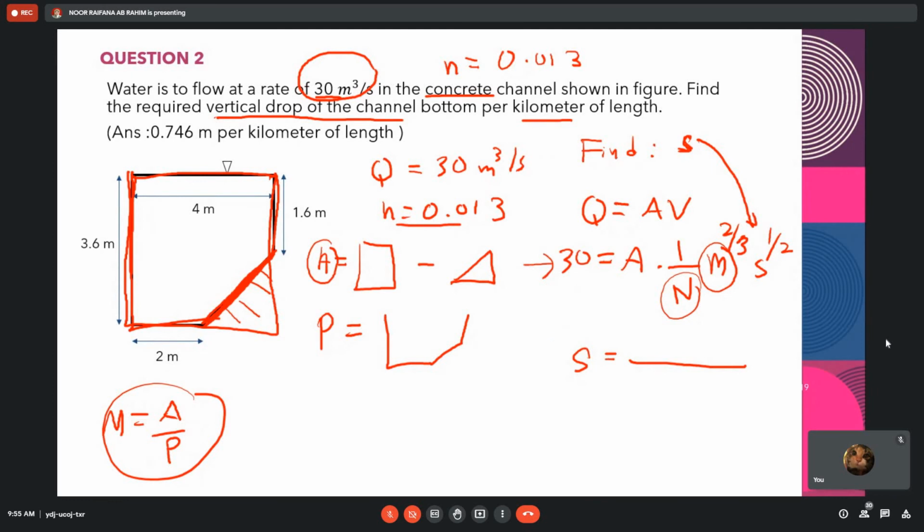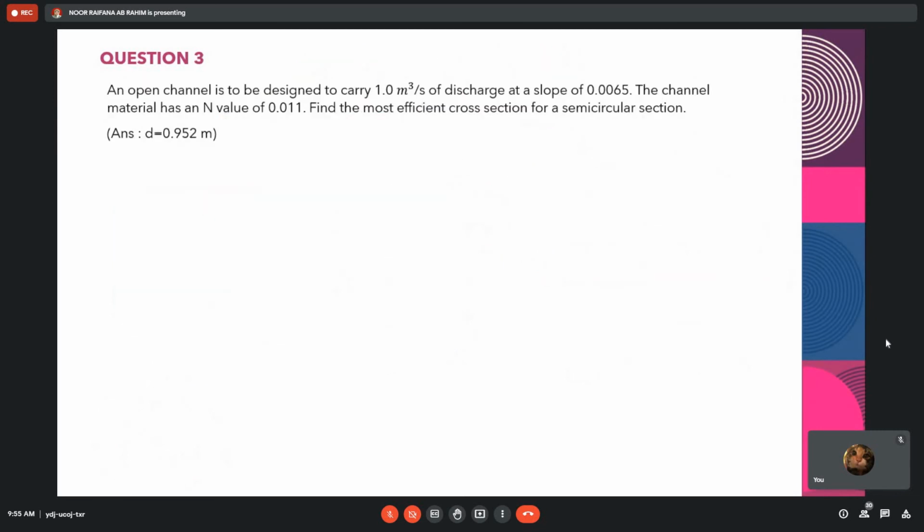Ada soalan ke setakat ni? Okay. So nanti after this boleh buat semula lah equation apa, soalan-soalan saya bagi ni, sebab nak buat sekarang, nak solve sekarang memang tak sempat lah. That's why saya bagi jawapan siap-siap. So nanti you boleh buat dan check sendiri. Okay, next question.